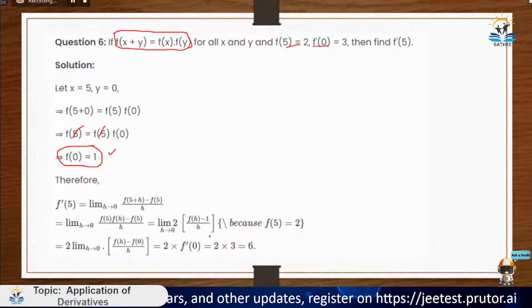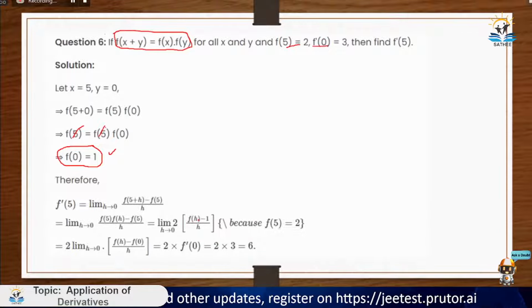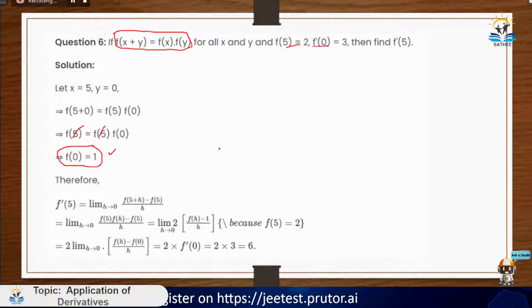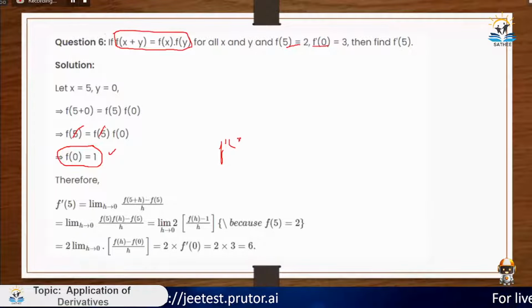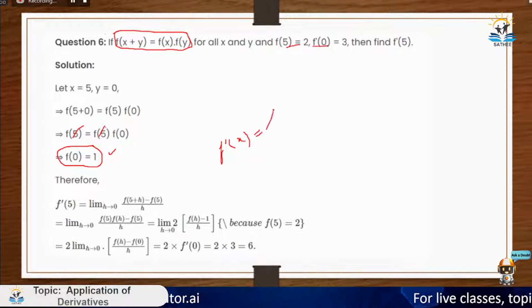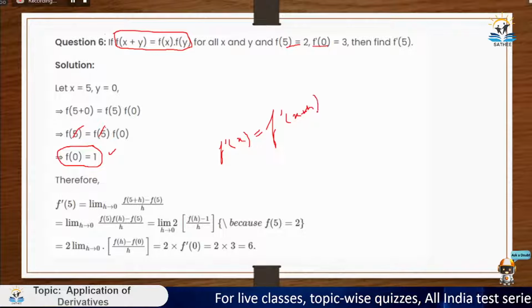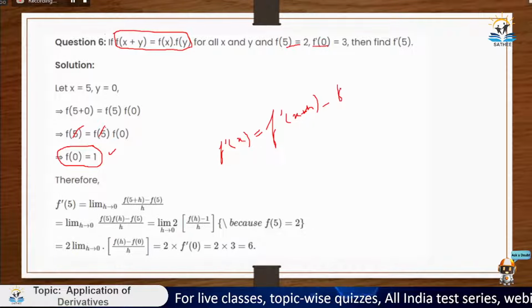Okay. And then this 1 is nothing but f of 0. So it is f of h minus f of 0 divided by h. So it is f dash 0 only, because you know that f dash x is equal to f of x plus h minus f of x divided by h.